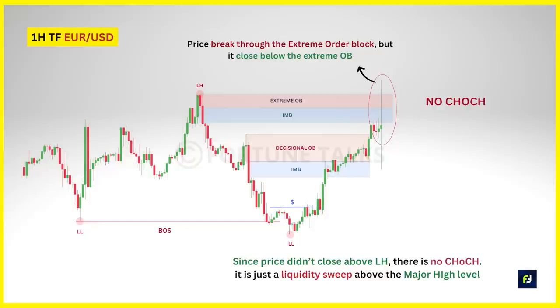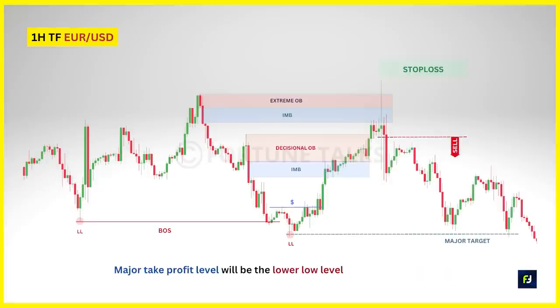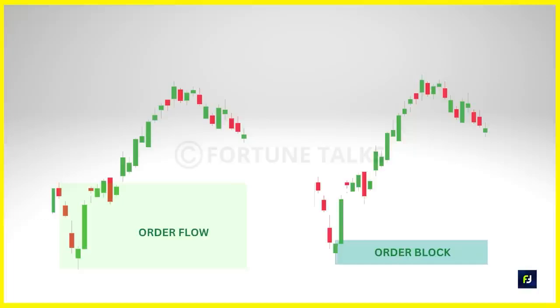Now the market absorbed the liquidity and closed below our extreme order block. So this order block is still valid. The traders can look for short trades from within the order block, and they can set the stop loss above the order block, or they can even place the stop loss above the wick of the manipulation candle. This is a good location to sell because we are shorting at a premium valuation. All the previous minor lows are potential target levels, but the major take profit level will be a previous lower low level. So that is all you need to know about order blocks and order flows.